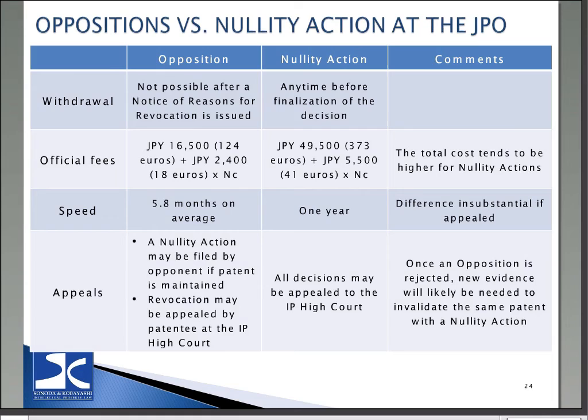The official fee is like written here, and which is not substantial anyway. The substantial part is the attorney fee. And with regard to the speed to come to a decision, you can expect the final decision about opposition within 6 months. On average, it's 5.8 months. And nullity action takes 1 year. Both are very fast compared with the other jurisdictions, but still opposition is very quick.